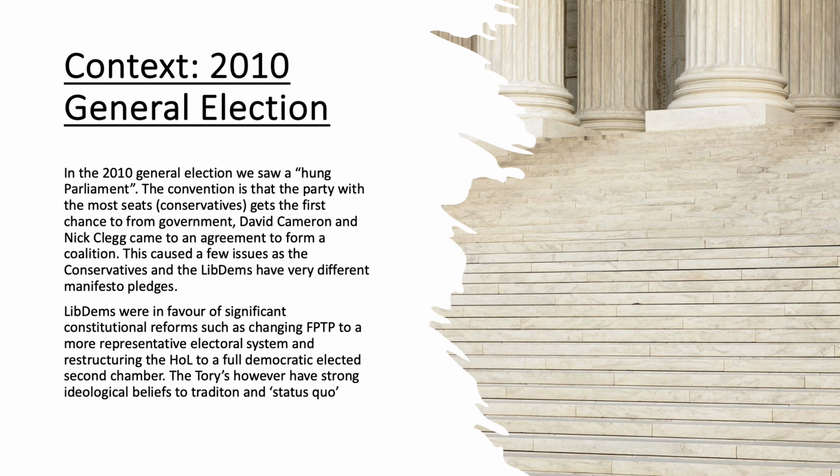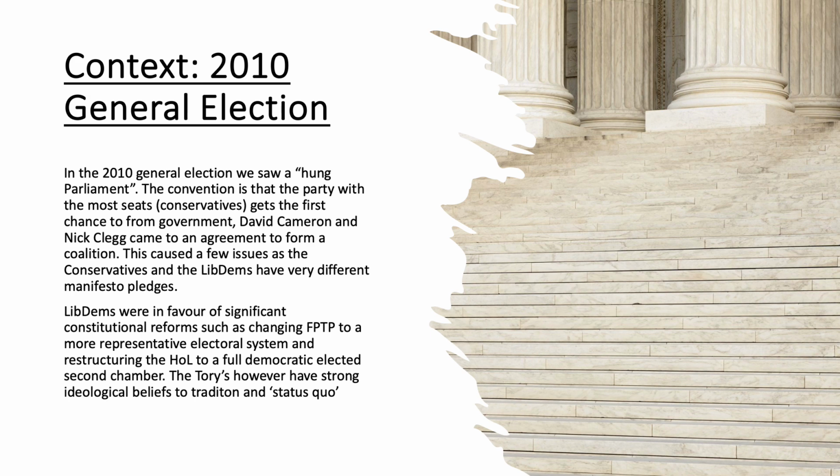So Conservatives and Lib Dems, causing a few issues because they had very different, and still do to this day, very different manifesto pledges. Which also meant that the Salisbury Convention couldn't be used, because it wasn't in either of their manifesto pledges, and they had to change them and come to an agreement.